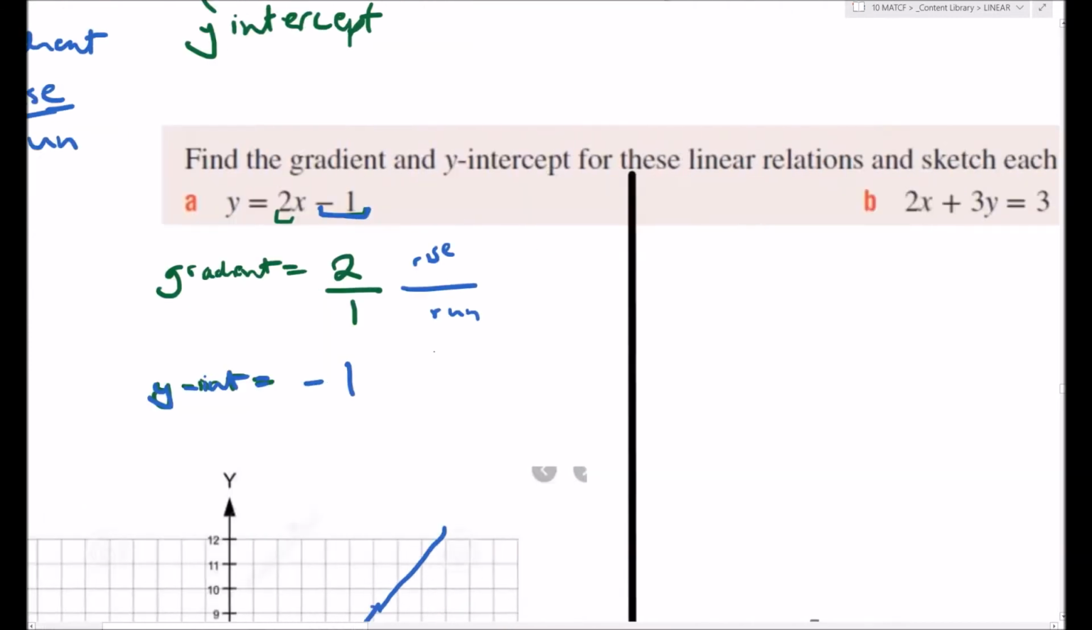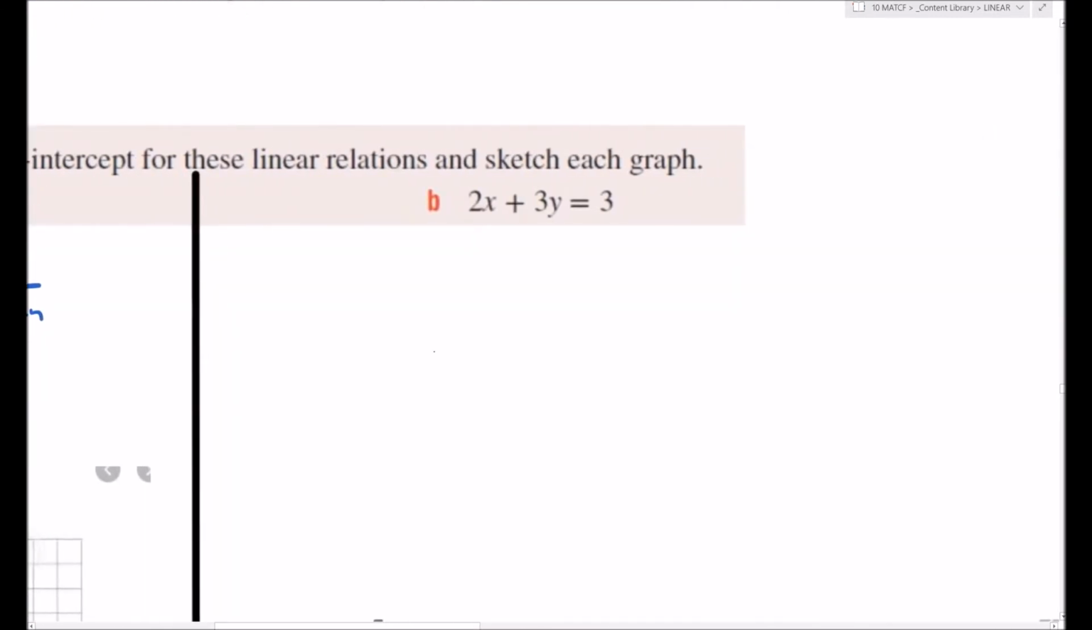Okay, let's try the next one. So find the gradient and the y-intercept for this. Now, you look at this formula and you might be thinking it's not actually in the y equals mx plus c form. And you are correct, it's not. So that means we actually need to rearrange this formula so it looks like this: y equals mx plus c, where you have the gradient and the y-intercept on this side.